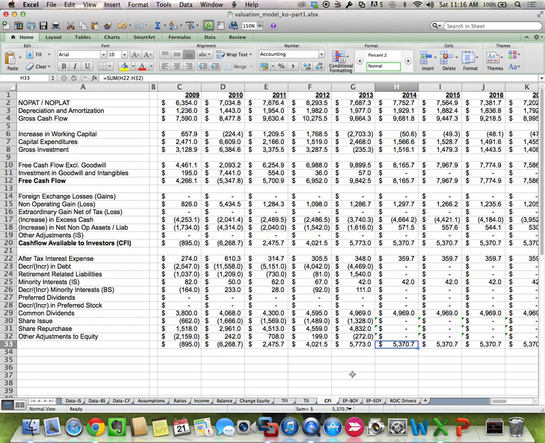So you're getting into it, sort of backing into it. But let's think about it on a forward basis. What is CFI? Cash flow available to investors. And CFI has a balance on both sides of the statement, right?